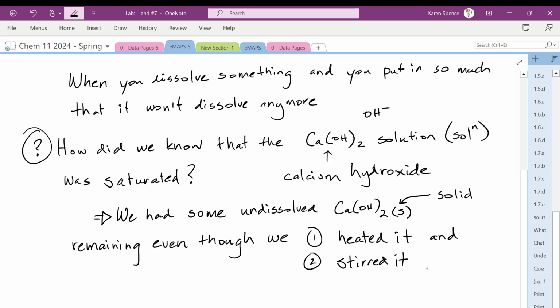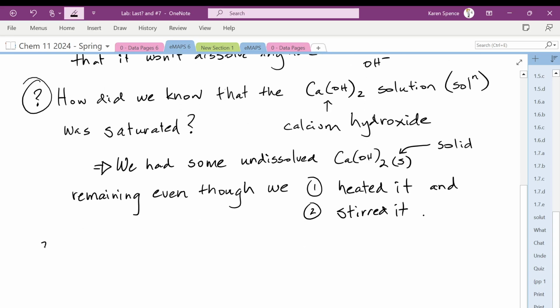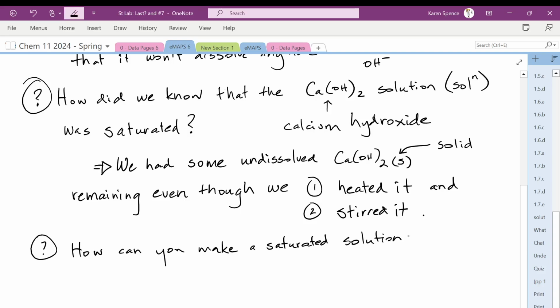So if I was to ask you, how could you make a saturated solution? Tell your partner, how would you make a saturated solution? Dump a lot of it in.